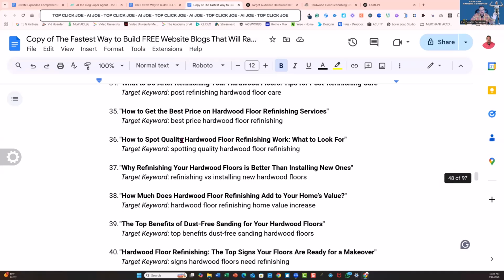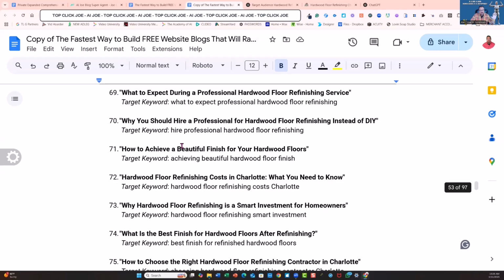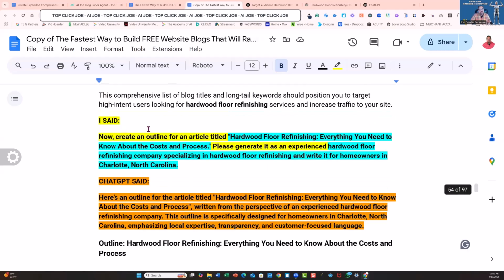This is unbelievable what you can do with this. Just this part right here. Now, okay, now create an outline for an article titled Hardwood Floor Refinishing, everything you need to know about the cost and process.